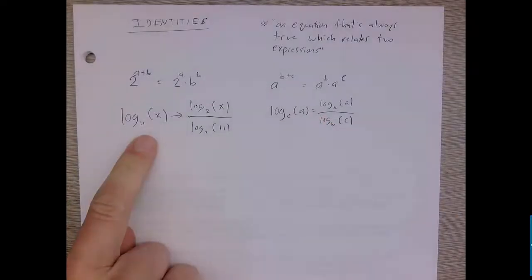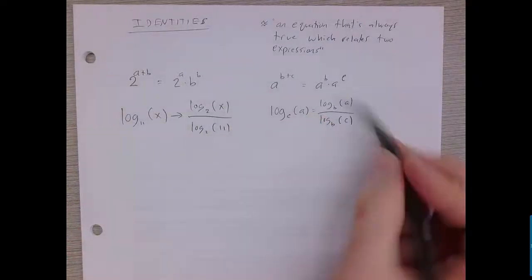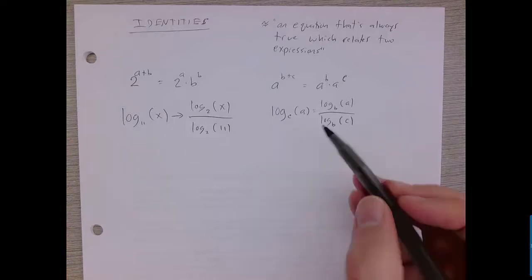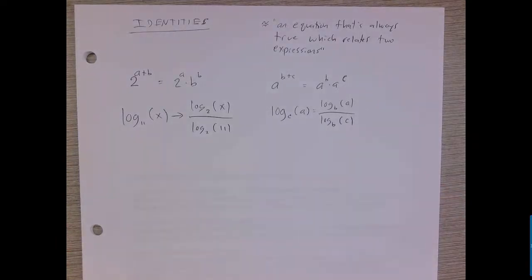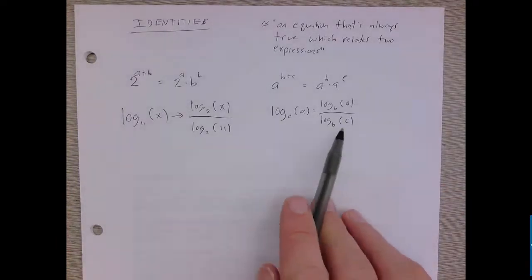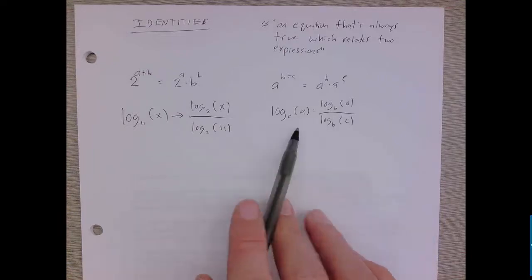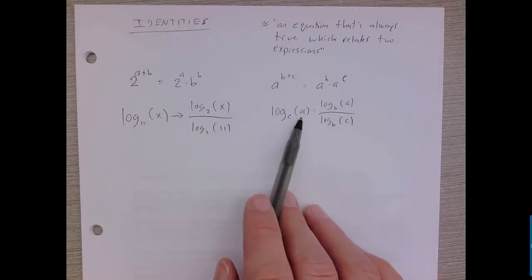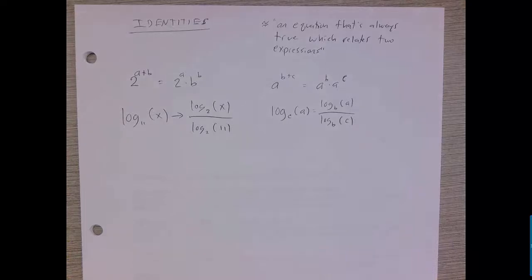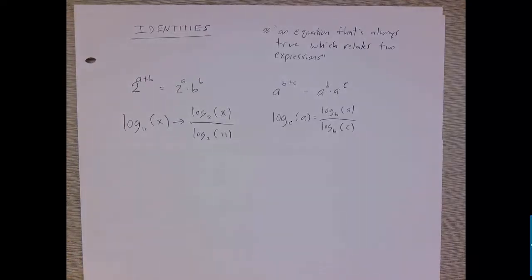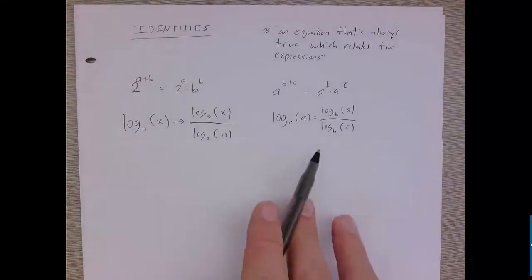And the reason why that's true, again, is this identity, which is true for all positive values of b and c, and also for all positive values of a. Hopefully, I've also reminded you why identities are important.